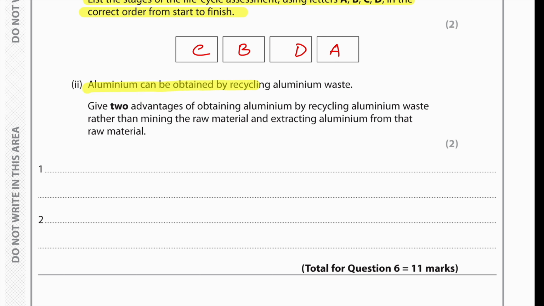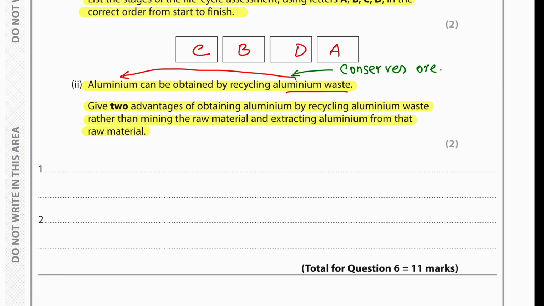Aluminium can be obtained by recycling aluminium waste. Give 2 advantages of obtaining aluminium by recycling aluminium waste, rather than mining the raw material and extracting aluminium from that raw material. So, we can recycle aluminium waste and get the metal, meaning no need to tap into the finite resource of the ore. We can say conserves ore. That can be one of the points.